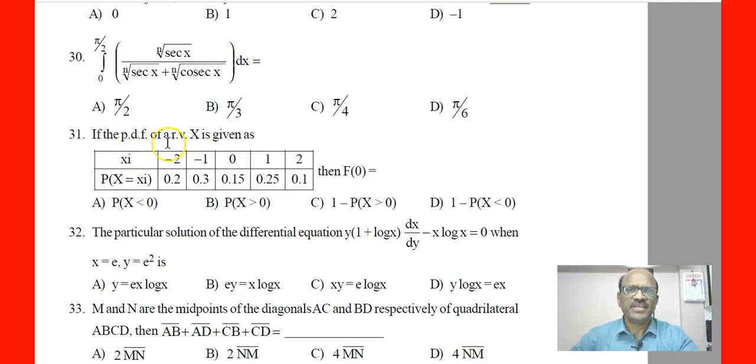If the PDF of a random variable X is given, that is the values of X are minus 2, minus 1, 0, 1, 2, and their corresponding probabilities are given. Then find F of 0, that is capital F of 0, which is the cumulative one. Now let us see the answer of this question.